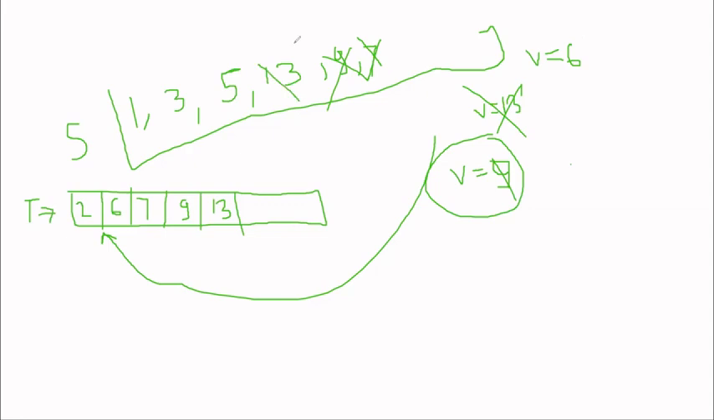Okay, now what comes? v is equal to 5. Let's say v is equal to 5. Now if v is equal to 5, again what we need to do, we just need to pop all these elements and push into our main stack.